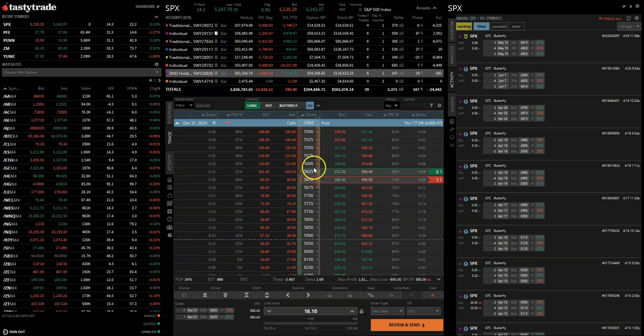If I'm right and we exceed this 5650 by the end of the year, or let's say we get halfway there in a short amount of time, this is going to pay probably $4, $5, $6 of credit instead of me waiting all the way to the end. So anyway, point is, there's a lot of ways to trade it.